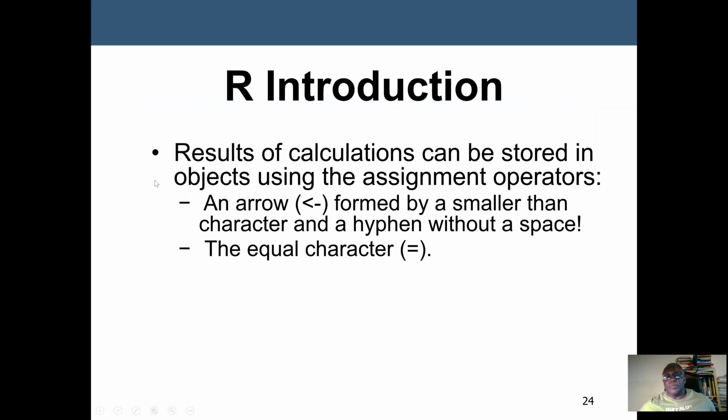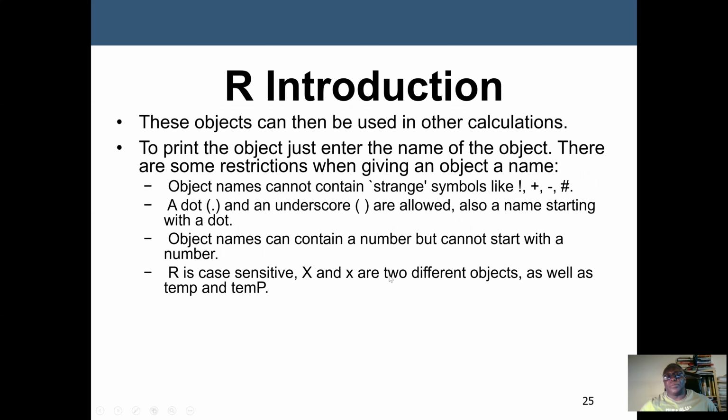When I'm going to assign a value to a variable or an object, I can use the left arrow, no space, a left arrow and a dash, or you can just use the assignment operator. We're going to try some examples soon. One thing we should also know is that R is case sensitive. Case sensitive means if I enter uppercase X and lowercase x, they are two different objects.